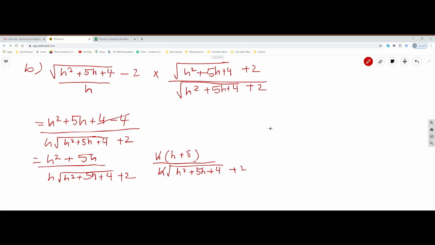The h's cancel, and you're left with h plus 5 over square root of h squared plus 5h plus 4, plus 2. So that's the answer for that one.